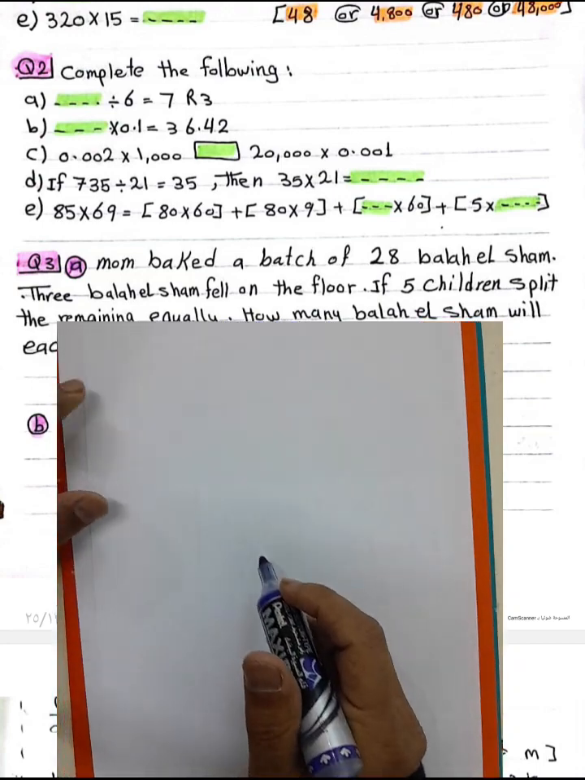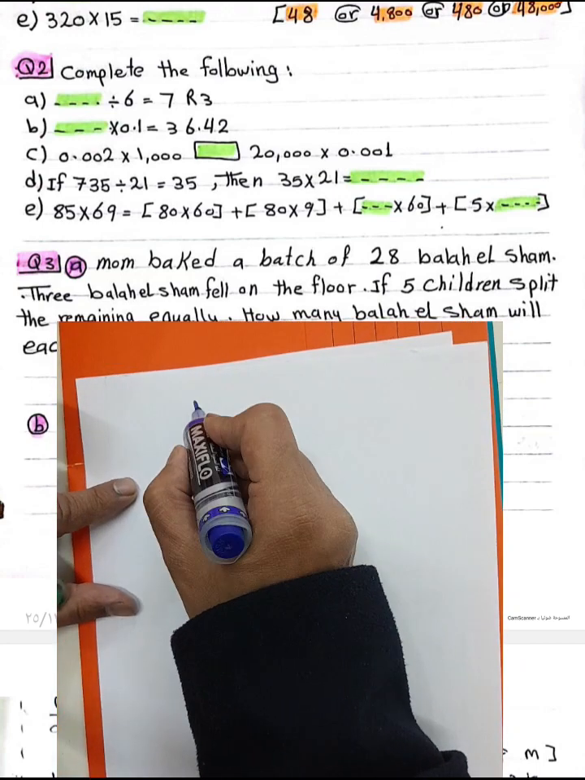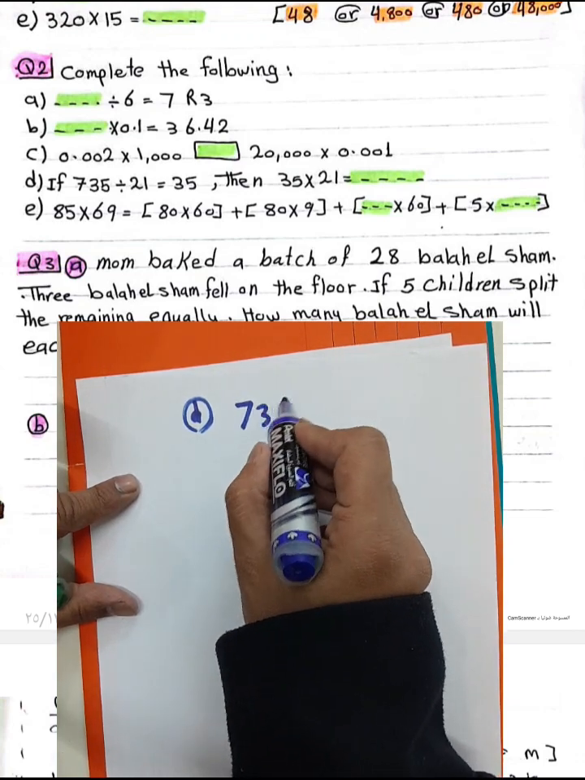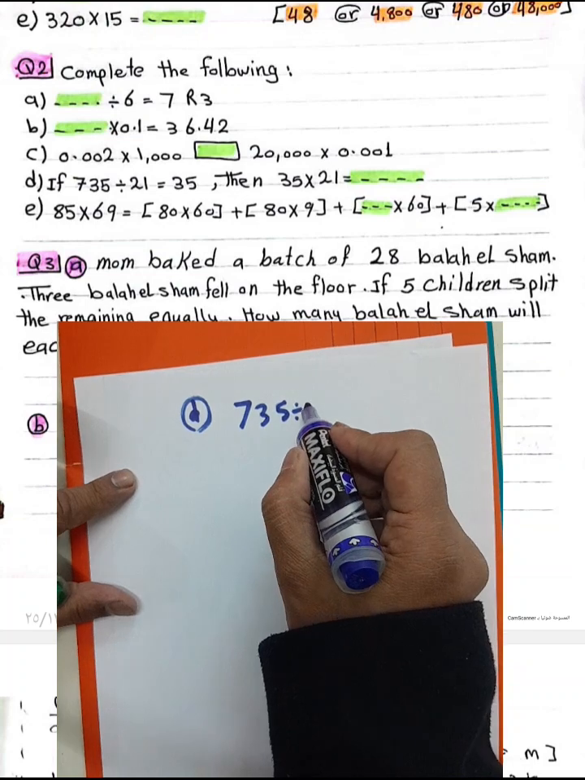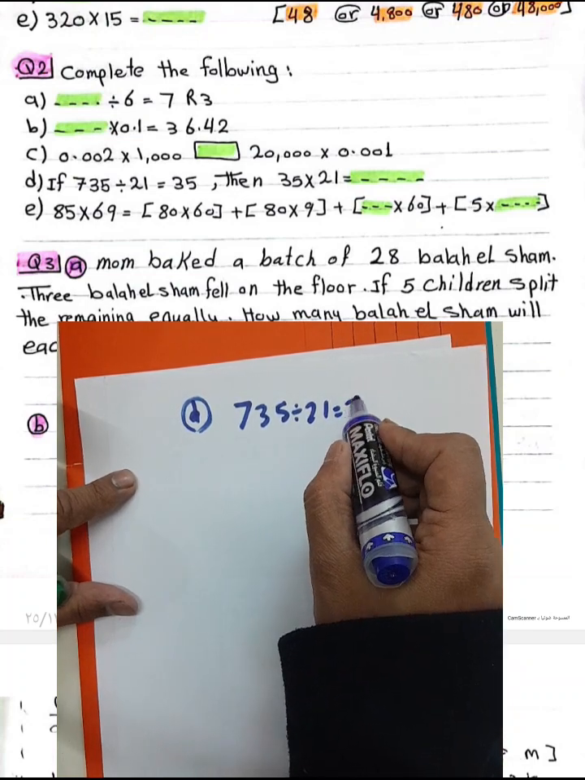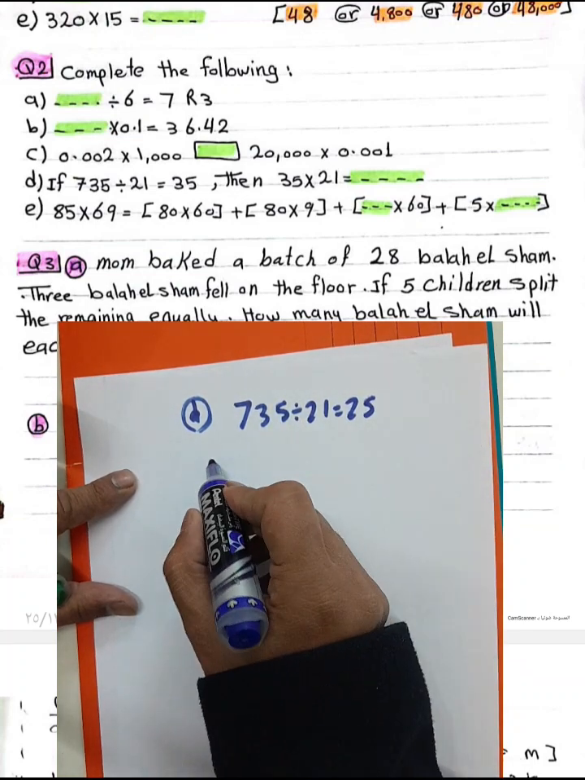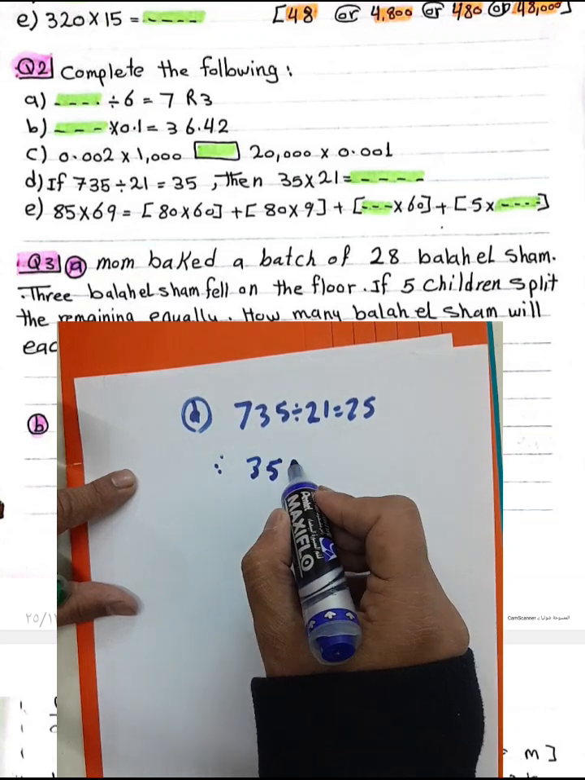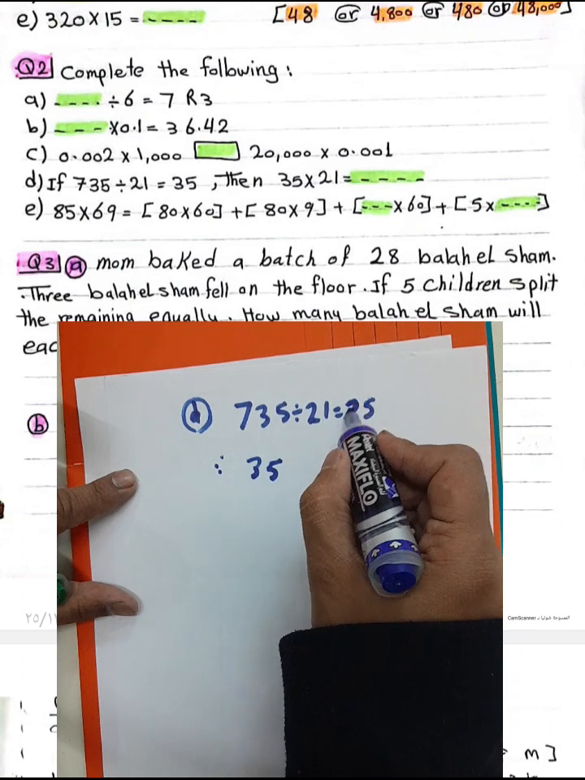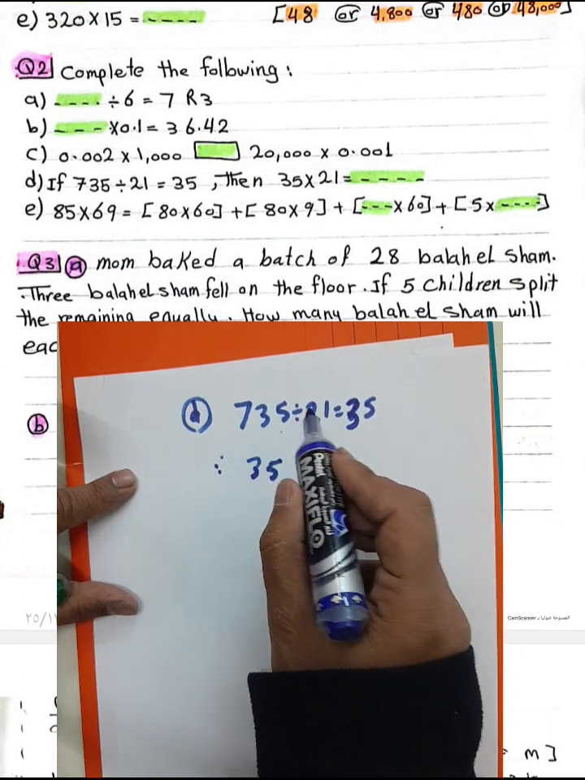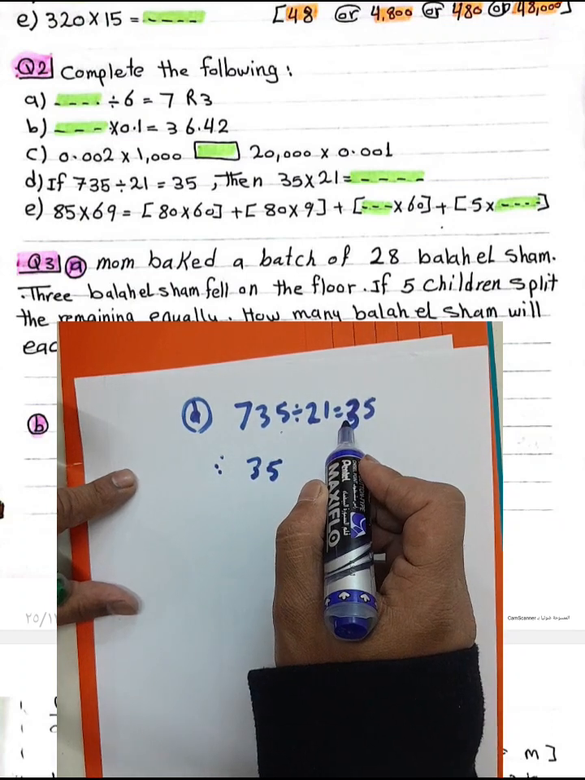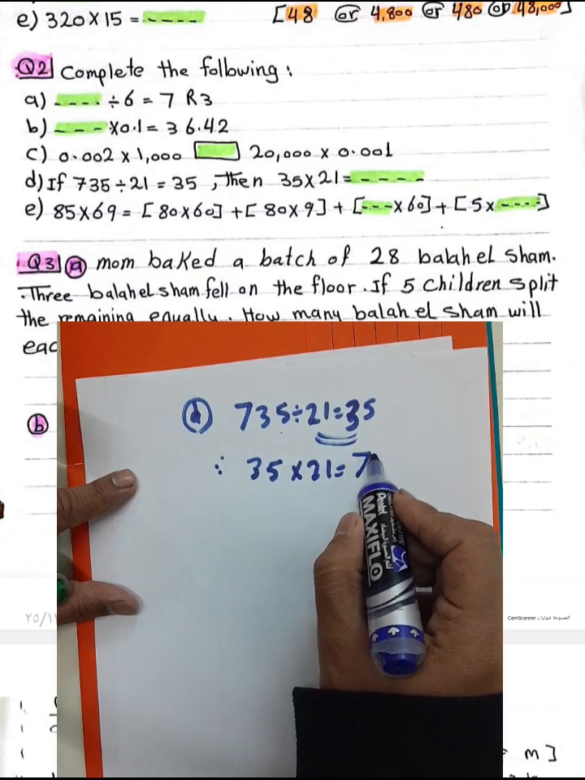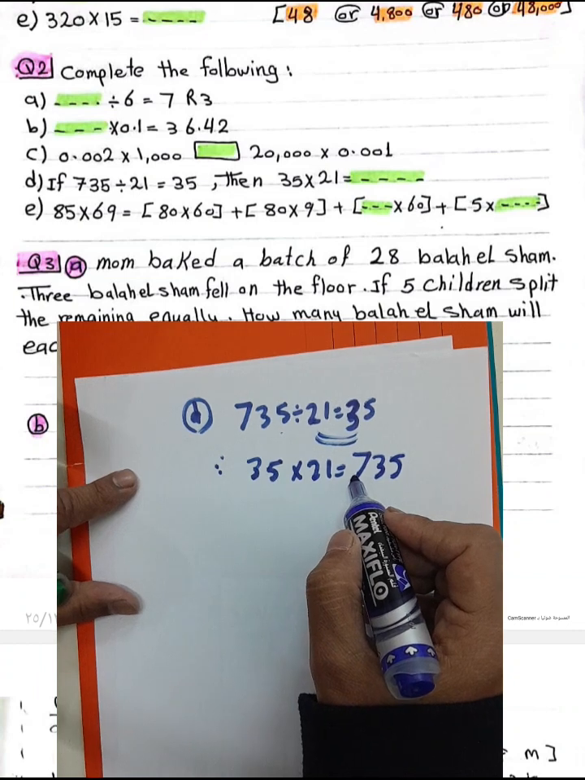Question letter D. If 735 divided by 21 equals 35, then 35 times 21, multiplication between them, will be 735.